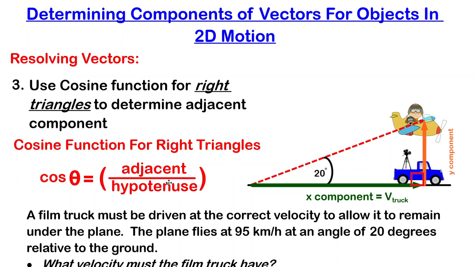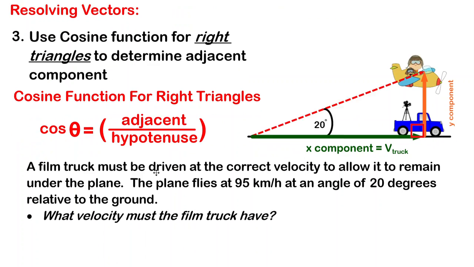Because do we know this angle? Yes, we do. It's 20 degrees. Do we know the hypotenuse? Yes, we do. It's 95 kilometers per hour. And we're looking for this adjacent component, or the x component of its speed. So we can solve for this one unknown. So what would that look like?